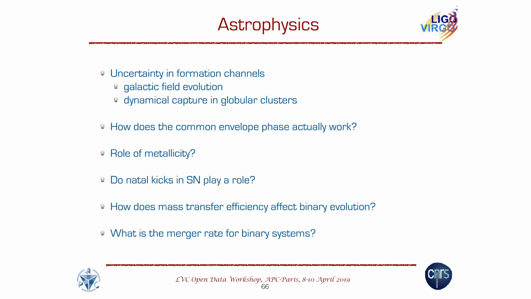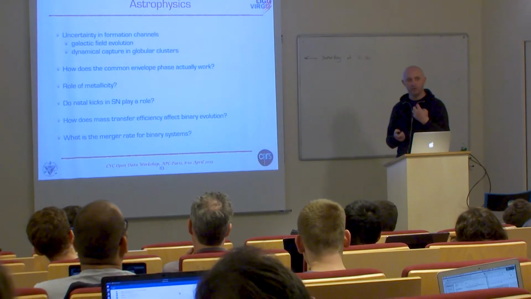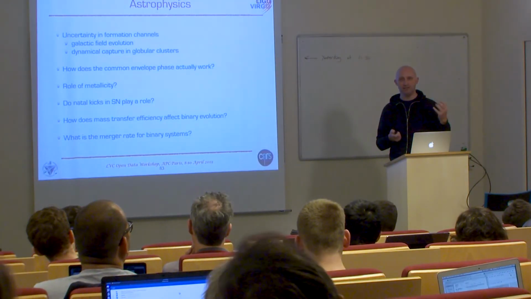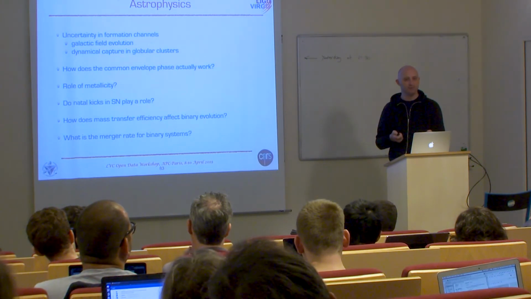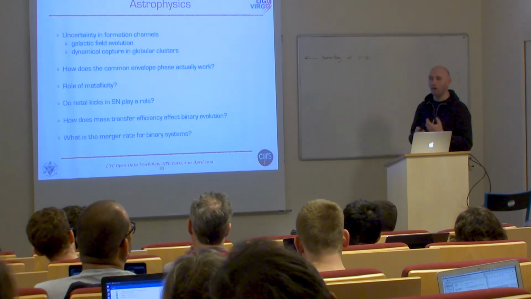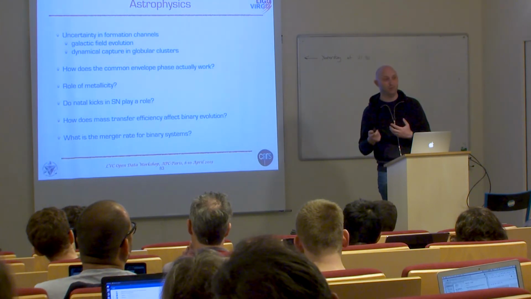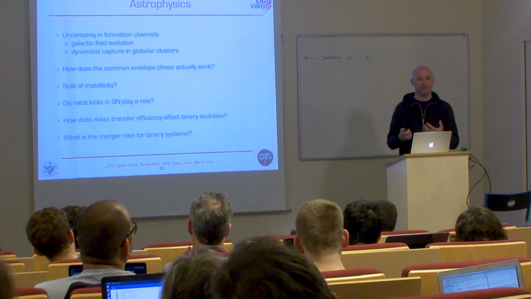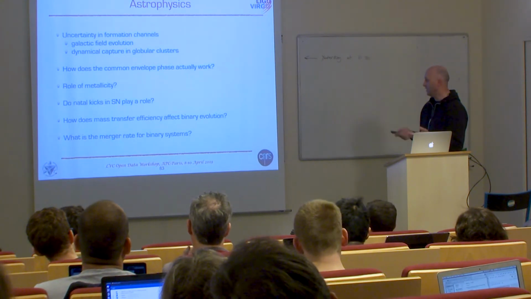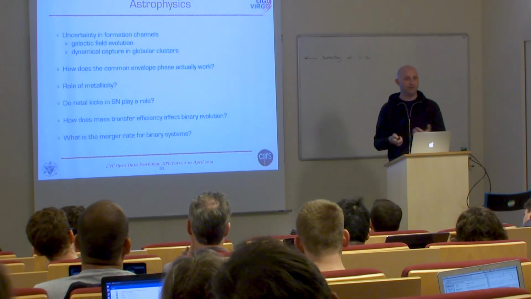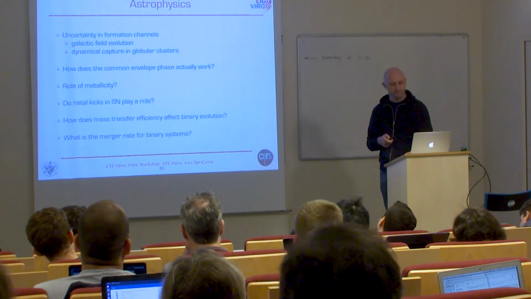We still don't understand the role of natal kicks in supernovae. We don't understand how many of these initial systems stay bound after the first or even the second supernova. We don't know how mass transfer changes the evolution of the binary. This is something that we're still working on to try and understand. And you can ask yourself, what is the merger rate for all these systems?